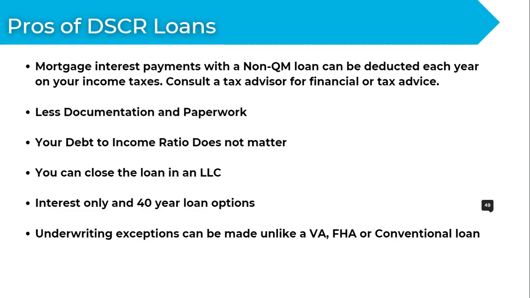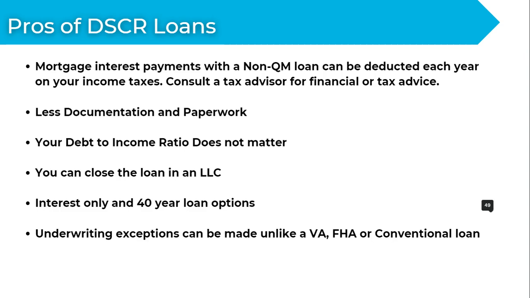And then you can close in an LLC so you can protect your other assets. There's a lot more options like interest only and loans up to 40 years. And then underwriting exceptions can be made unlike VA, FHA, or conventional loans.